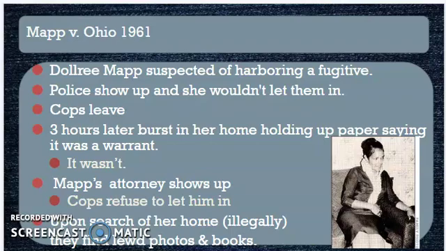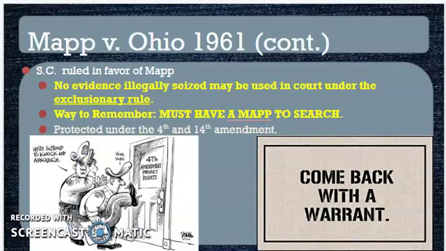Upon further inspection, they find out that she has lewd photos and books. Now, we don't really know what they mean by lewd photos and books. Use your imagination. She has things that she shouldn't have. But here's what happened. They took this evidence without actually having a warrant.